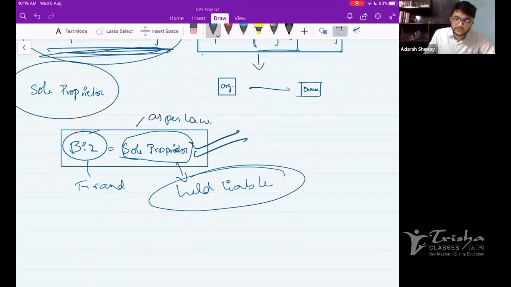Even in a partnership, the same principle applies. In the eyes of the law, the partners and the business are not separate. It is the same. The business doesn't have a separate identity as per the law. It doesn't get a PAN card. It doesn't get separate recognition or identity as per law.